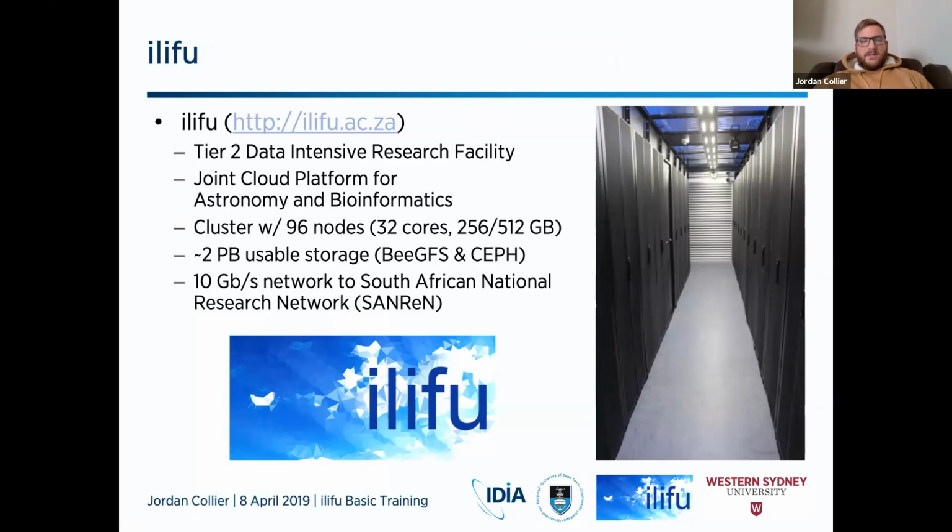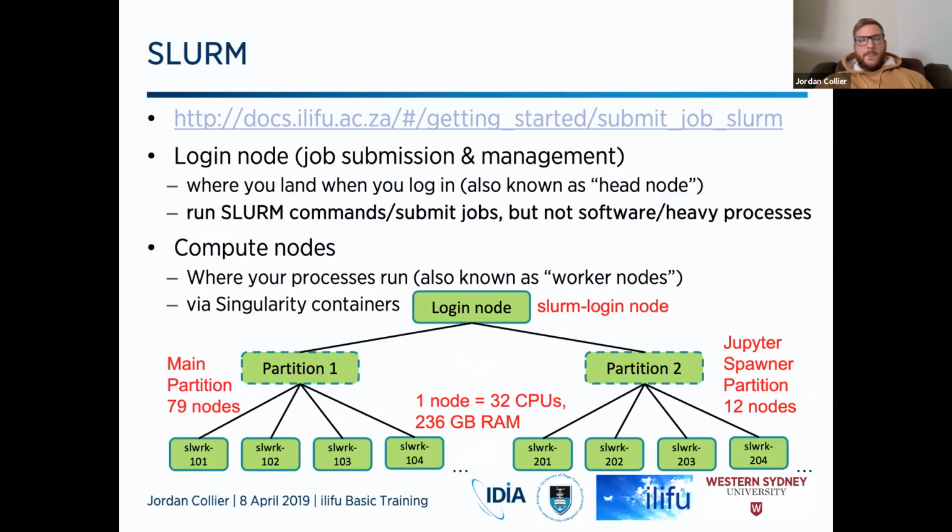It's one of these clusters with 96 nodes. So these are those individual machines or VMs or servers. Each of those has 32 cores or CPUs and between 256 or 512 gigabytes of memory. Between the different file systems that Jeremy was talking about, we have about 2 petabytes usable storage, and we have very fast 10 gigabit a second network access for all research institutions.